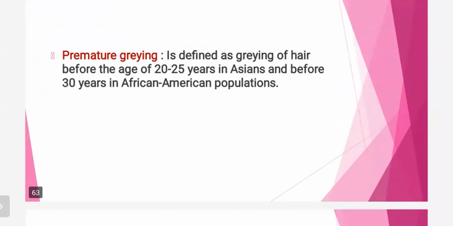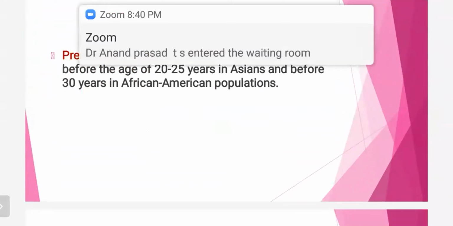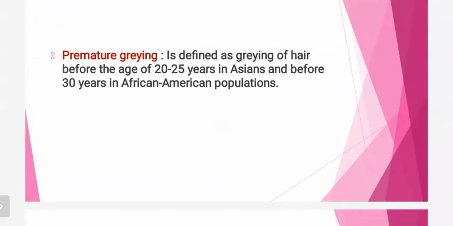So what is premature graying? It is defined as the graying of hair before the age of 20 to 25 years in Asians, and before 30 years in the African American population. In the African American population, the melanin pigments are different, so they have a thick black color.